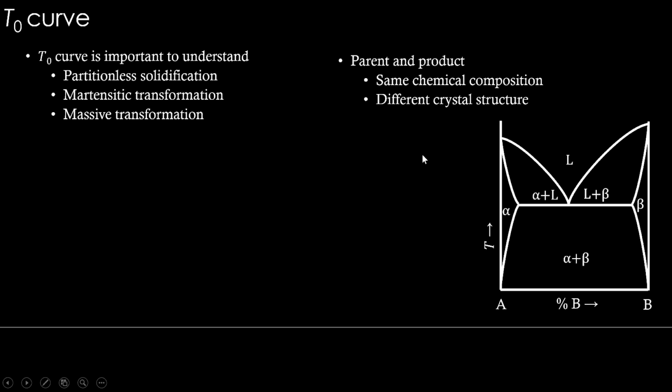We are going to explain based on this diagram. What is important in these transformations is this: parent phase and product phase will have the same chemical composition and different crystal structures. This is very important. So without changing the chemical composition, phases transform. Allotropic transformations in a single element are like that. As pure iron, entirely 100% iron, can become BCC from FCC and FCC from BCC and so on. So allotropic transformation is where the chemical composition doesn't change. But what about the alloys?